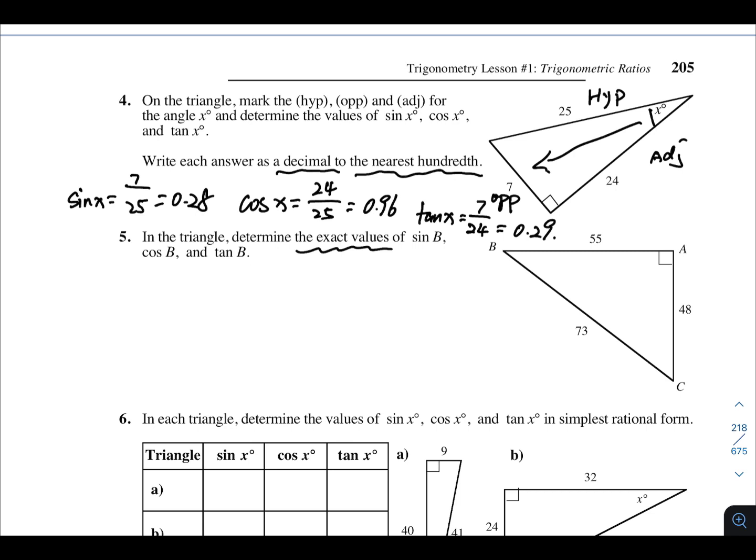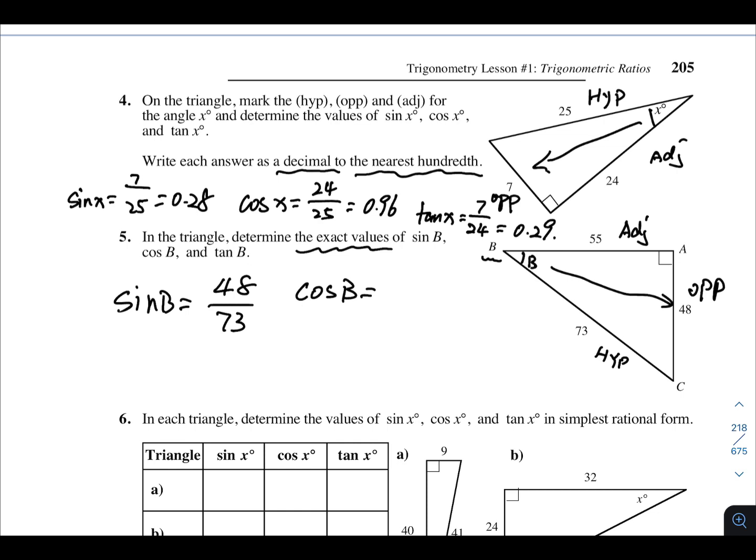And for tangent B, and for this one, sine B, this one is B. Okay, so this is B, then this one is opposite, the longest is hypotenuse, and the last one is adjacent. And sine B is opposite, 48 divided by 73, then cosine B is adjacent, 55 divided by hypotenuse, 73, and tangent B is opposite 48 divided by adjacent 55.